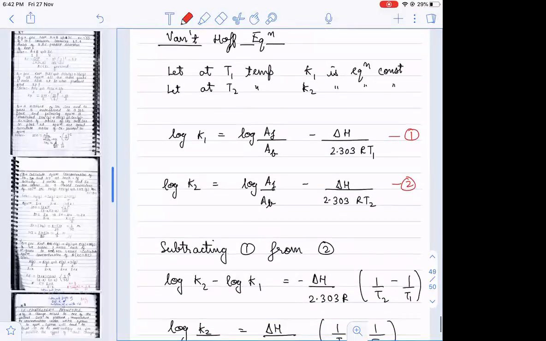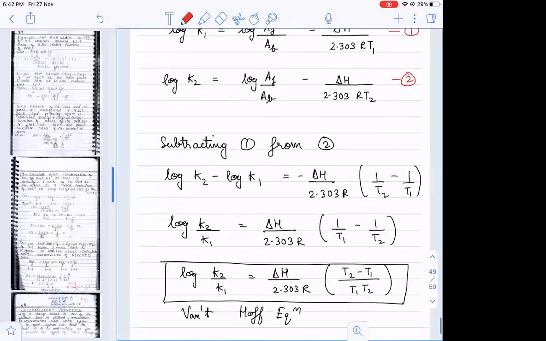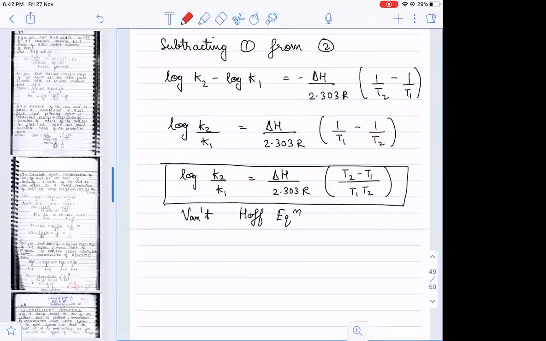Yes. Now, what we are going to do is derive the very famous Van Hoff equation. Let me show you what the Van Hoff equation looks like. This is the Van Hoff equation. This is the thing which we are going to derive finally.